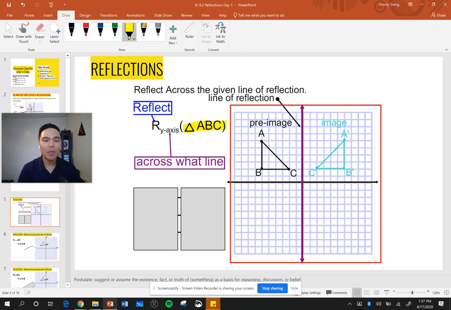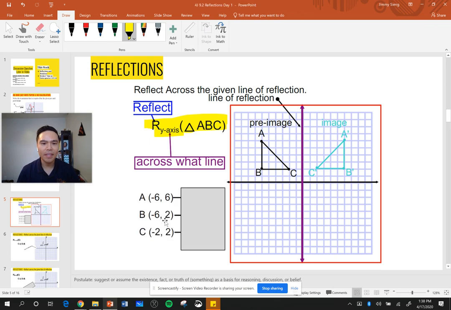If I was to give you, for example, here I have triangle ABC, and triangle ABC is being reflected on the y-axis. Now, this is the notation I want you to write: capital R stands for reflection, and then a subscript y-axis, and then of triangle ABC. I can also point out that ABC has the following points. And now I want to reflect it off the y-axis.